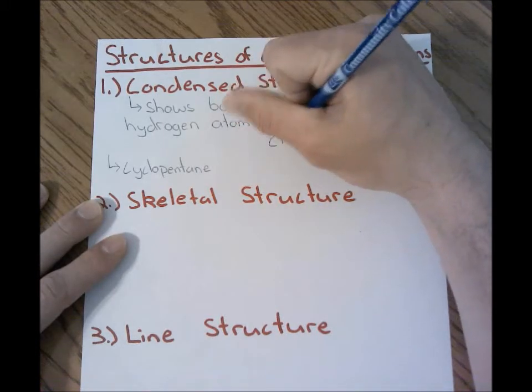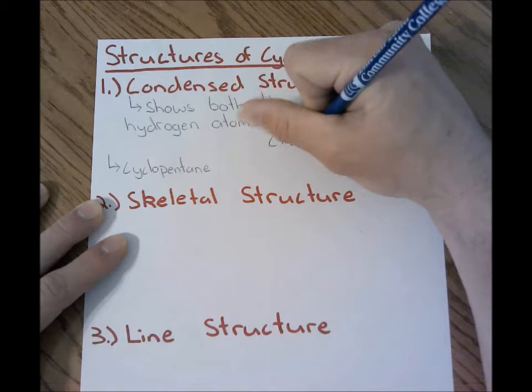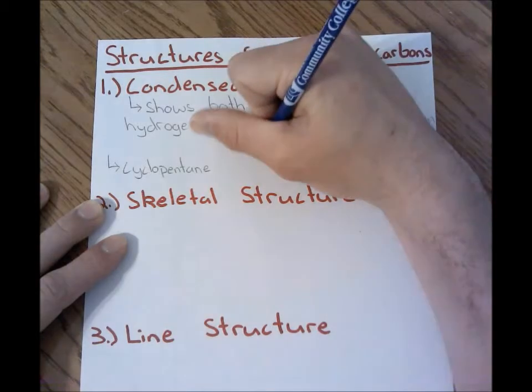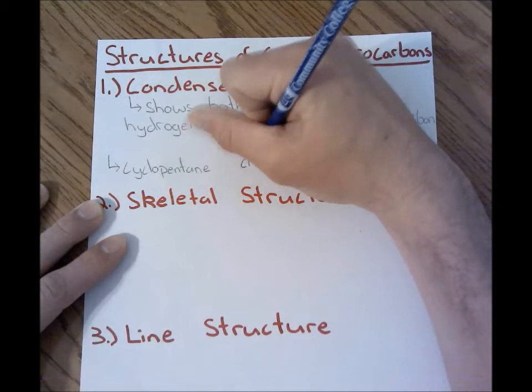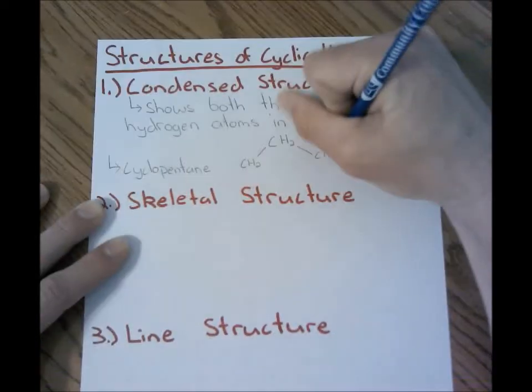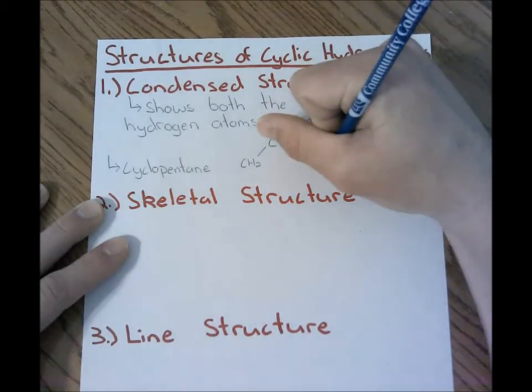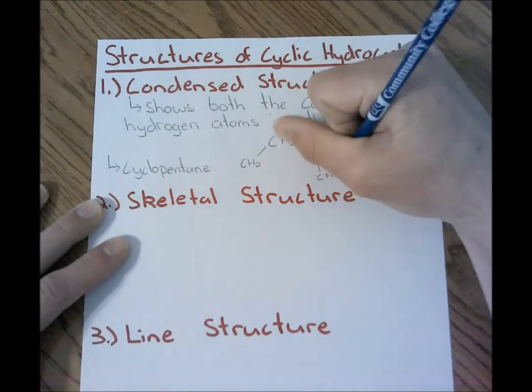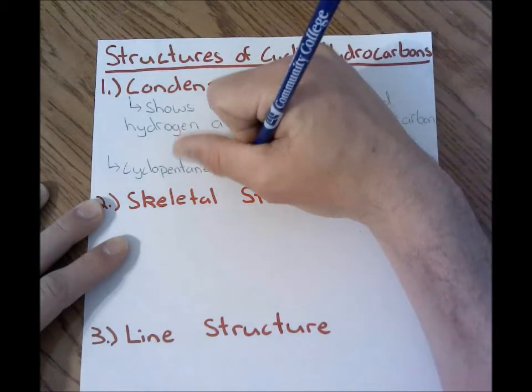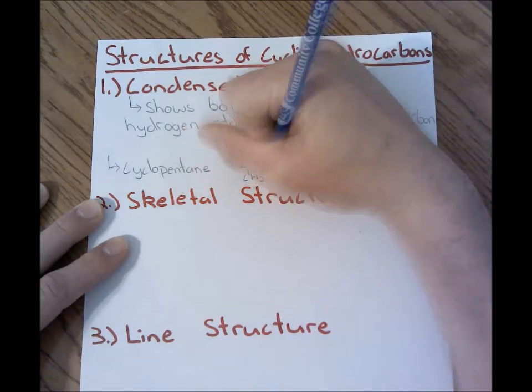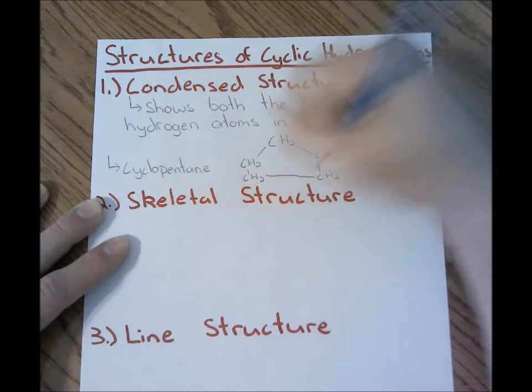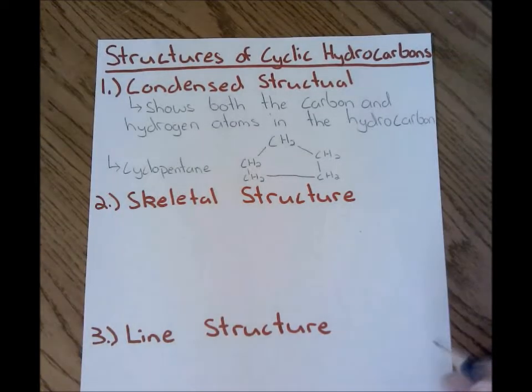We'd have CH2 connected to another CH2. And then down below here, this would be connected to another CH2, connected to another CH2, and then these last carbons would be connected together. That's how that condensed structural formula would look.